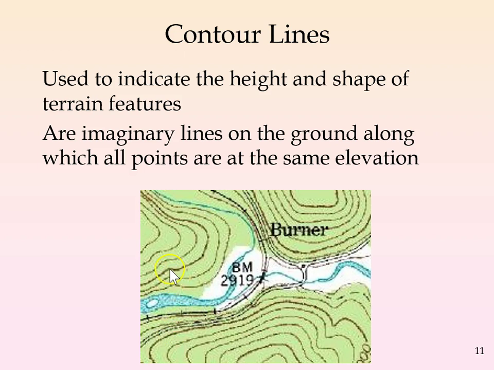So if we look at this index contour line in the upper left corner here, we can see as it moves around, any point along this line represents the same elevation height. So this is a contour line here. These are all contour lines.